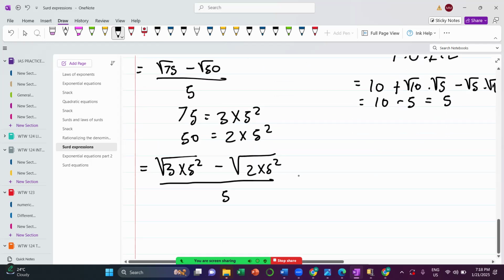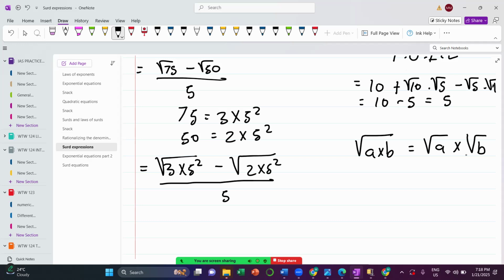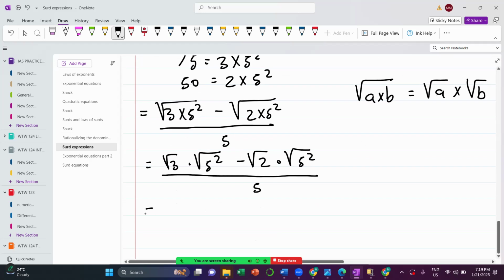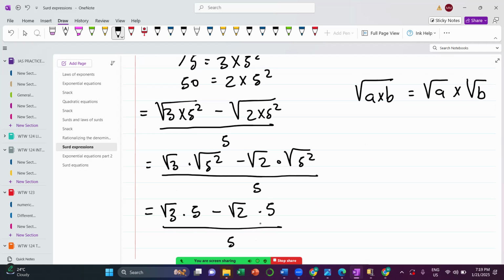And then you remember that I have this law: the root of A times B is just equal to the root of A times the root of B, right? So I can just have the root of 3 times root of 5 squared minus root of 2 times root of 5 squared all over 5, right? So I know I'm going to have root of 3 times what? 5, because this square root and this square are going to cancel each other, minus root 2 times what? 5, all over 5, right?